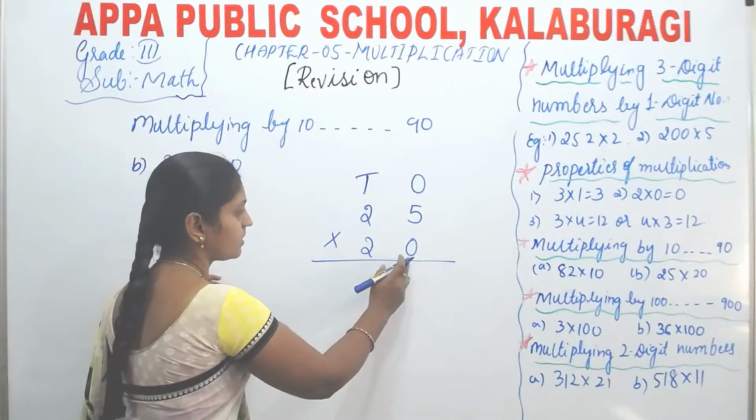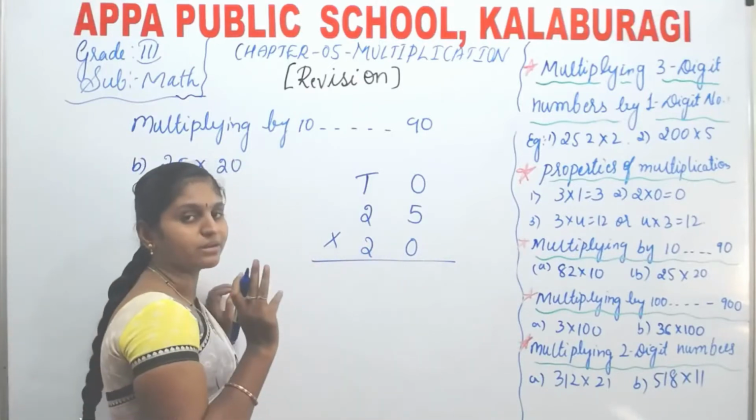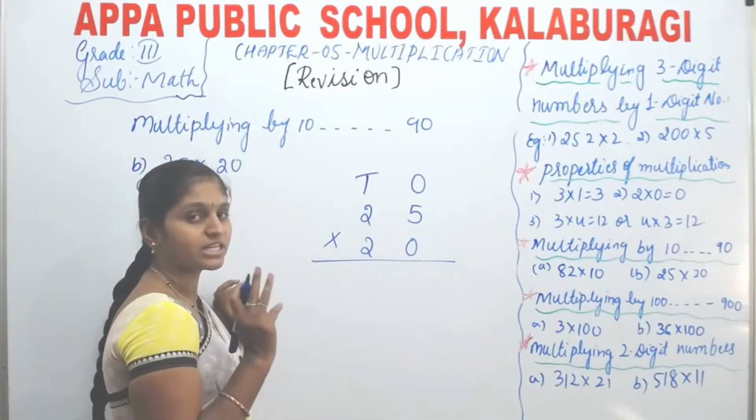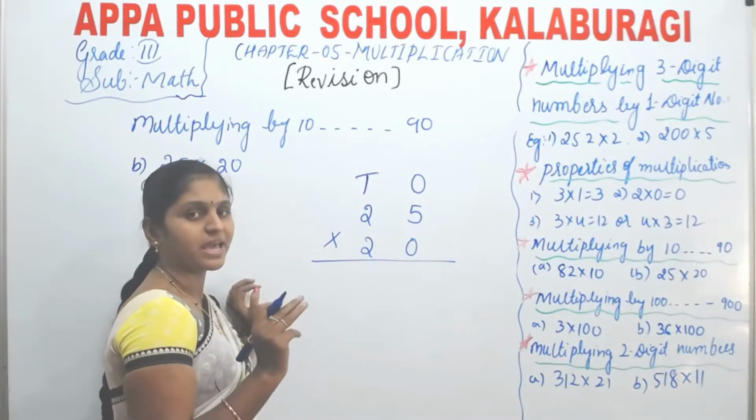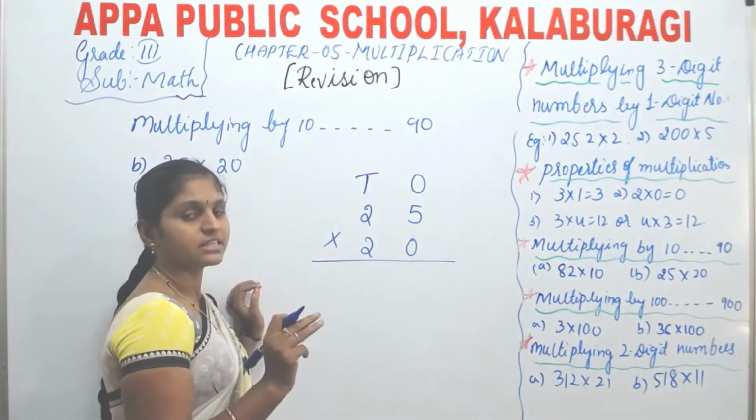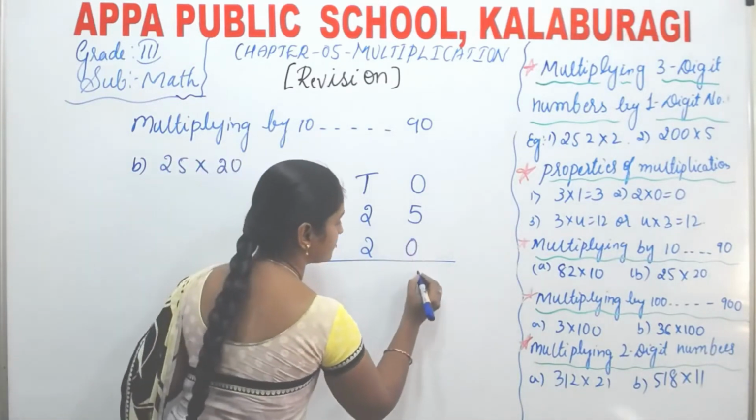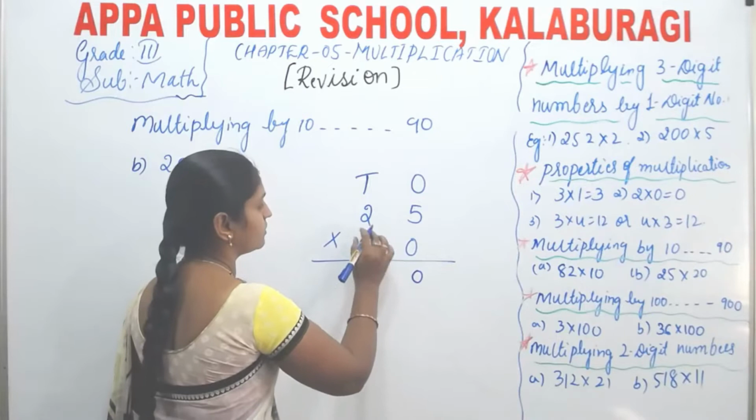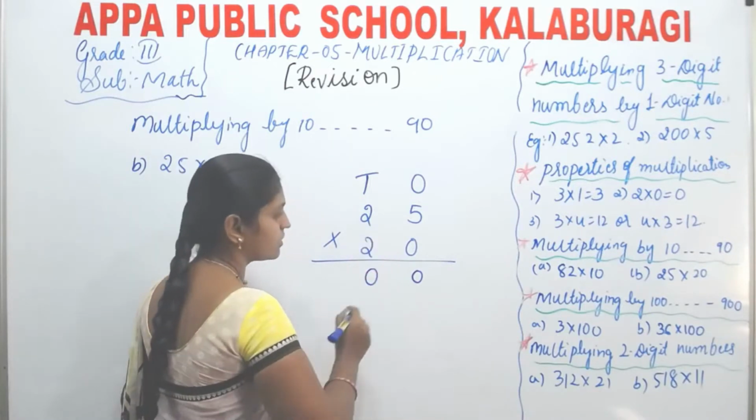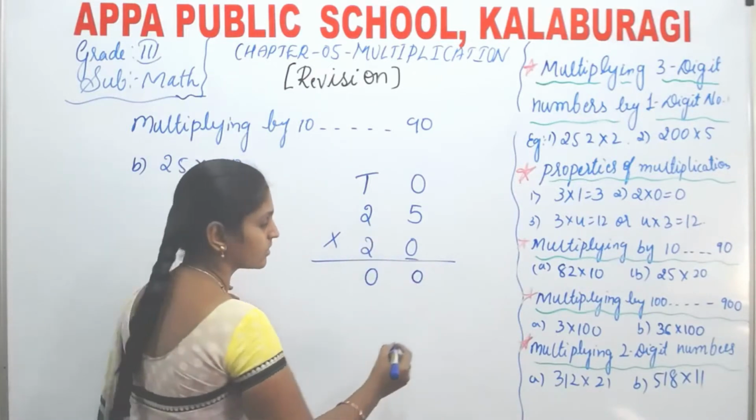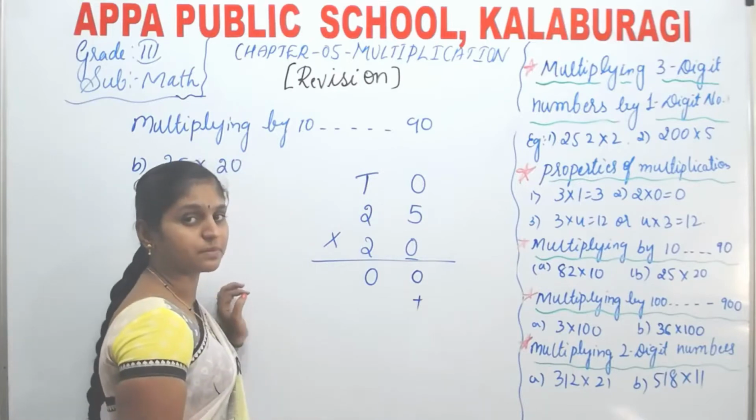Again we are using property number 2. What is property number 2? Multiply any number by 0, you get 0 as the product. 0 into 5 is 0. 0 into 2 is 0. So the ones place is over. Put the plus in the ones place.